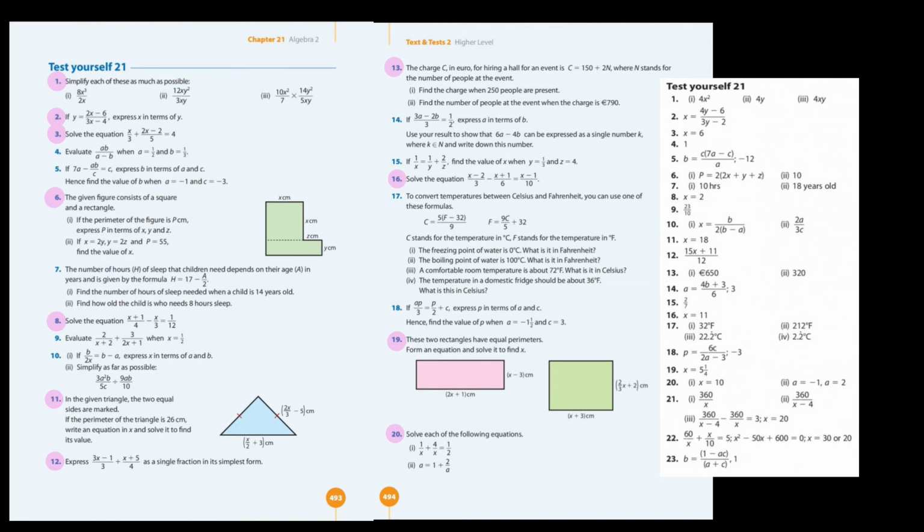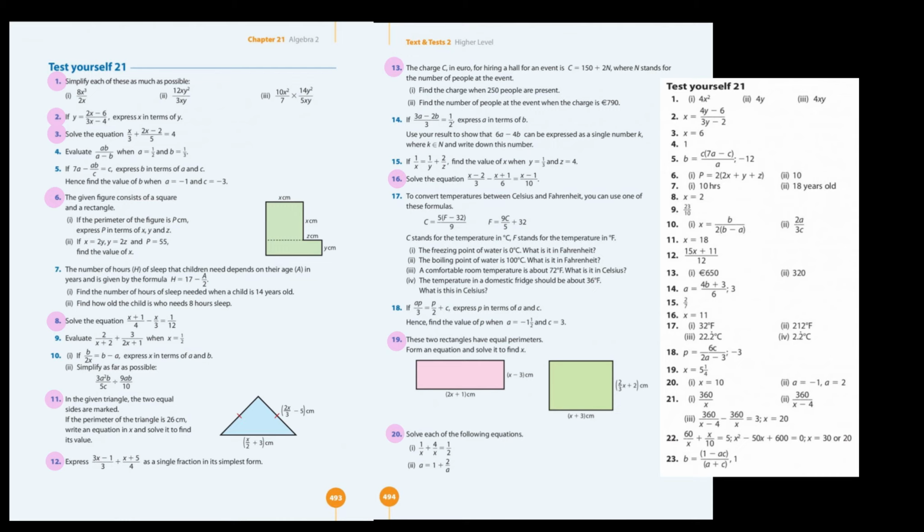For question 2, it says y is equal to, and it gives you a fraction, and you have x's in the numerator and x's in the denominator. It says express x in terms of y. So when you're asked to express x in terms of y, what they're actually asking you to do is to rearrange the formula so that you've got x is equal to.